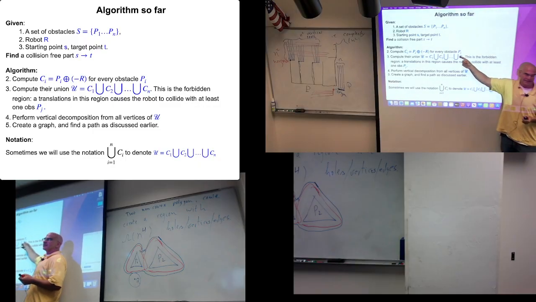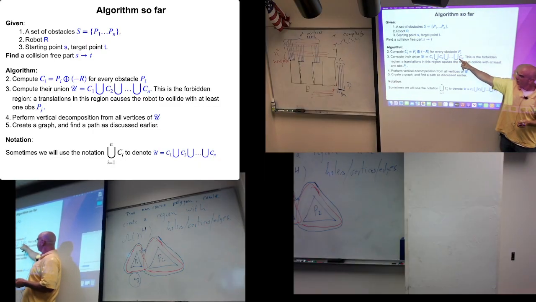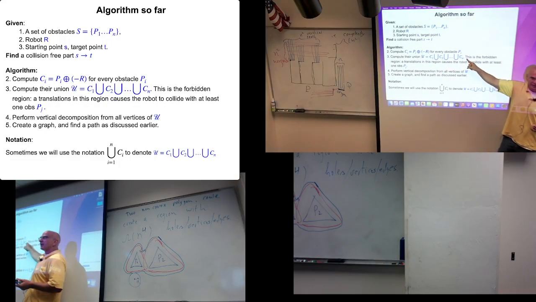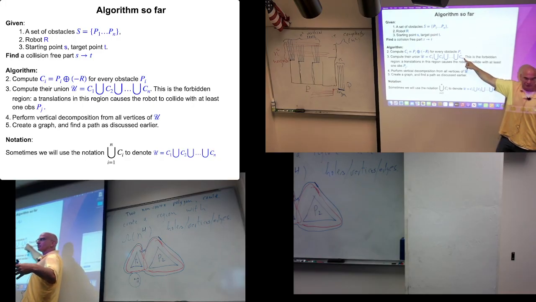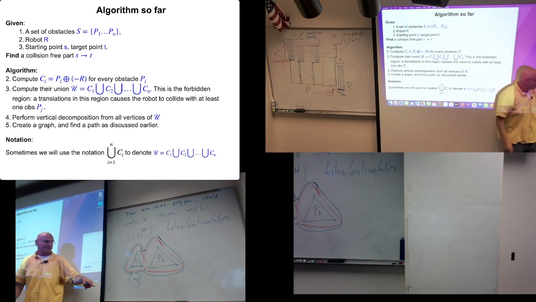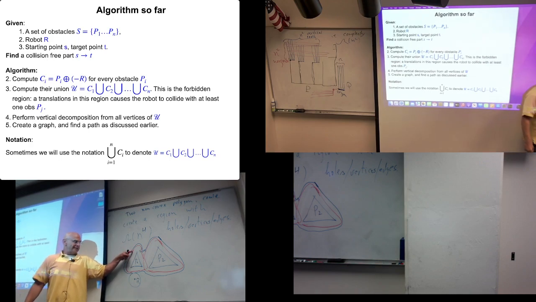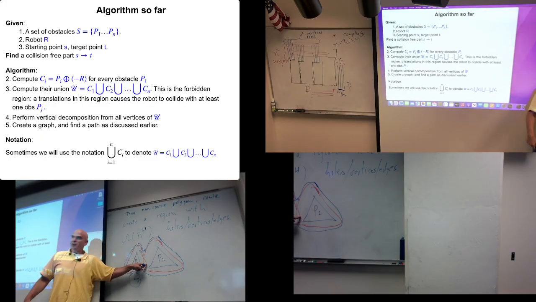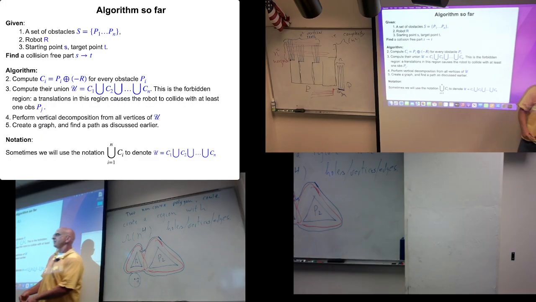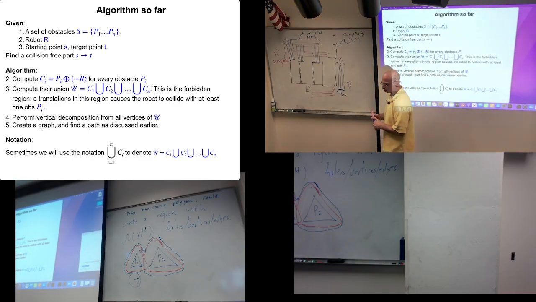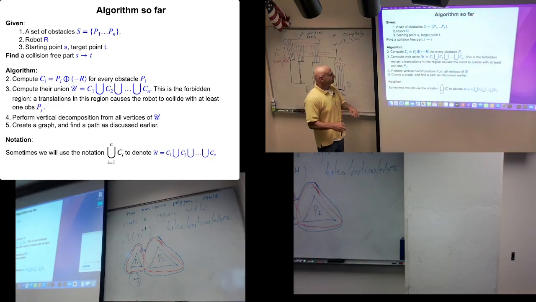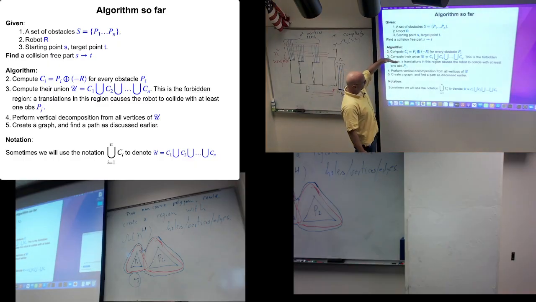If the center of the robot is outside the union, then the robot is completely in the free space. The robot does not intersect any of the obstacles. If my disk robot is inside this boundary, then I intersect at least one of the obstacles, possibly both of them, but I don't care. Intersecting with one is bad enough. Okay, so I need to compute a union.